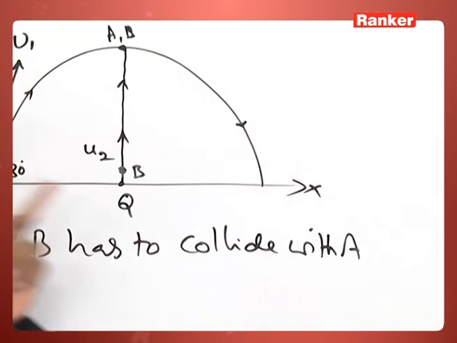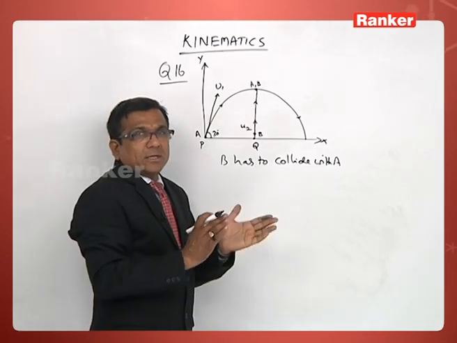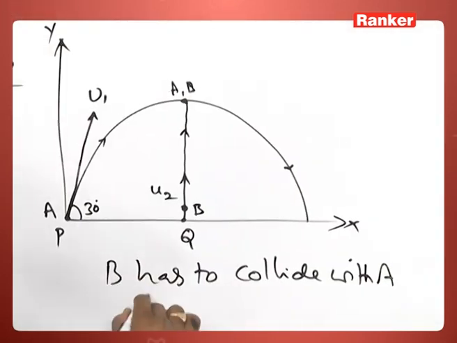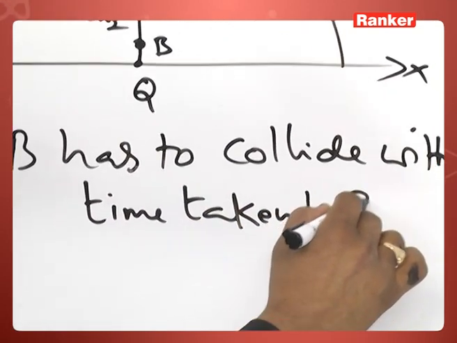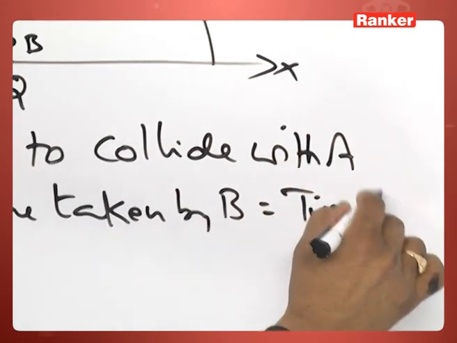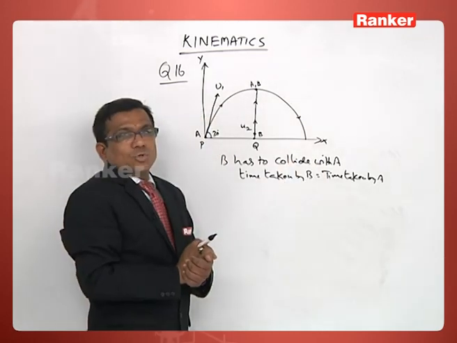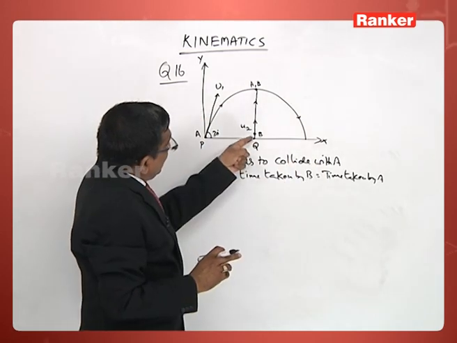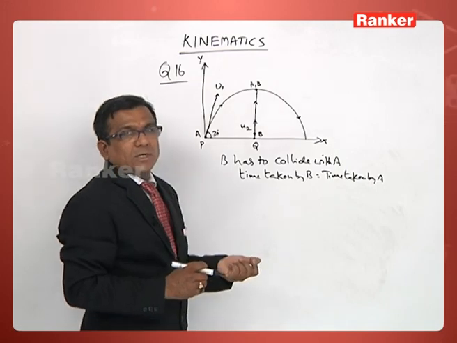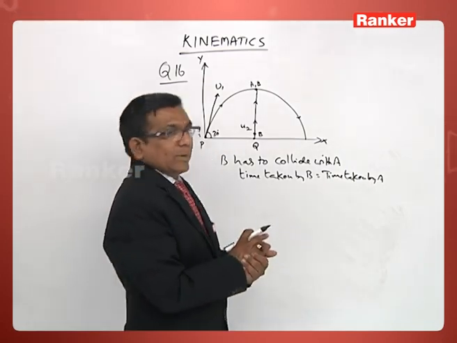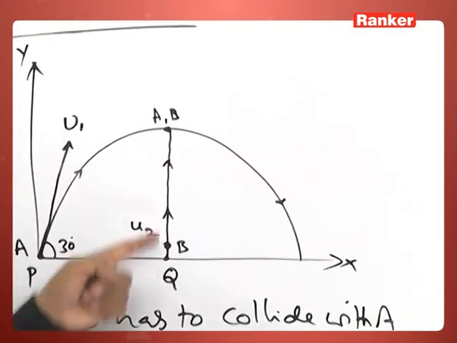B has to collide with A means B is reaching the highest point, A is also coming to the highest point. So the time taken by B is equal to the time taken by A. These two times should be equal. Now, here B is moving vertically upwards. What is the time of ascent of a body projected vertically upwards? You know, time of ascent is u by g. So, for B, how do you write? u2 by g you write.